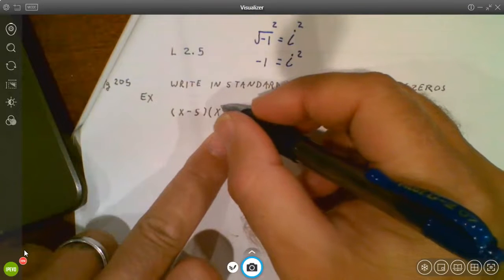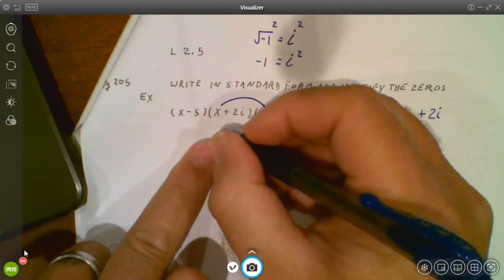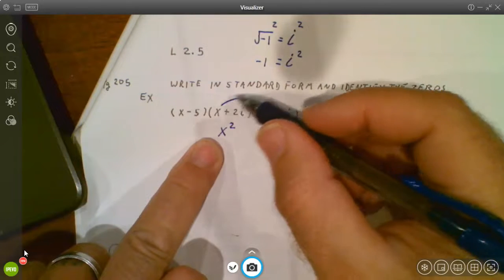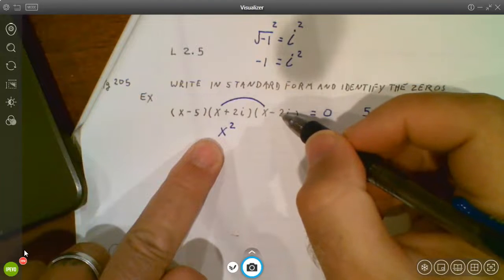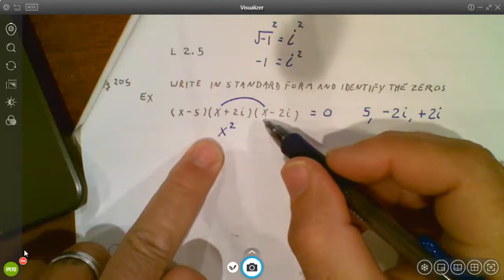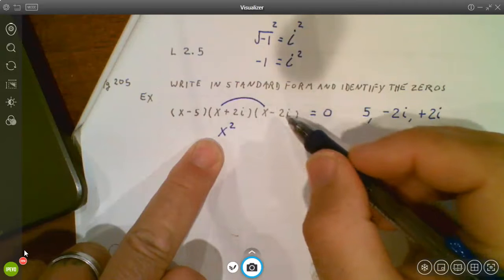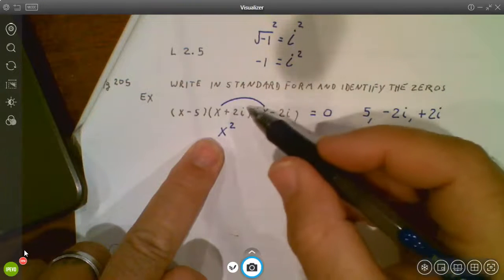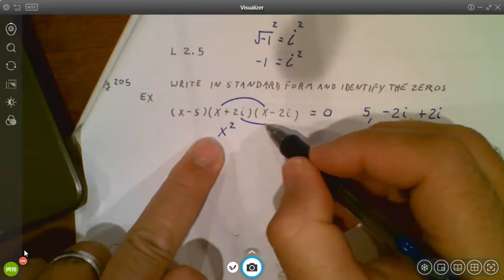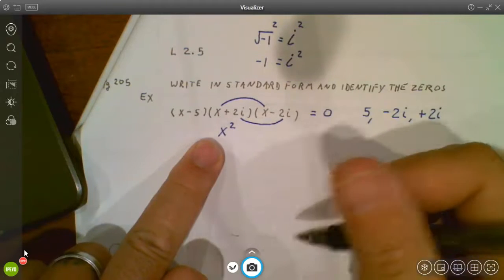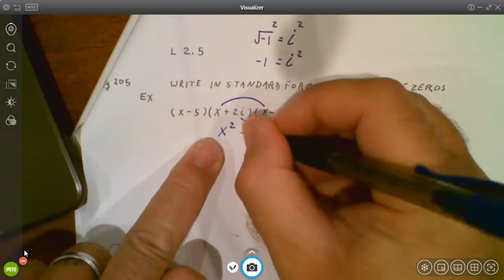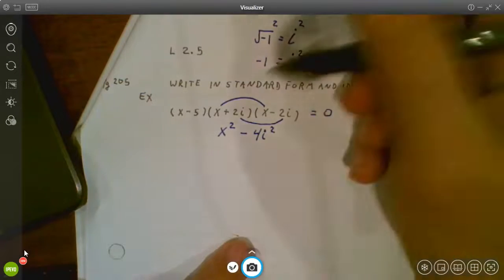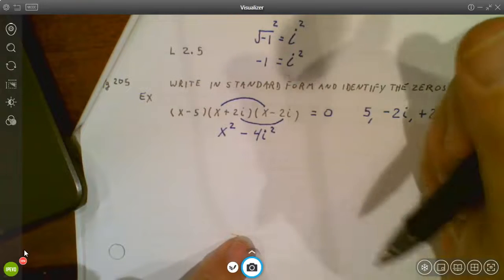So if I start my FOIL process, so x squared, if I keep going, I would get a -2i here. I would get a +2ix here. Sorry, this would have been -2ix. This would have been +2ix. Those middle terms cancel. So I'm just going to do the ones that are not going to cancel. And I'm going to get -4i squared, which looks like this.